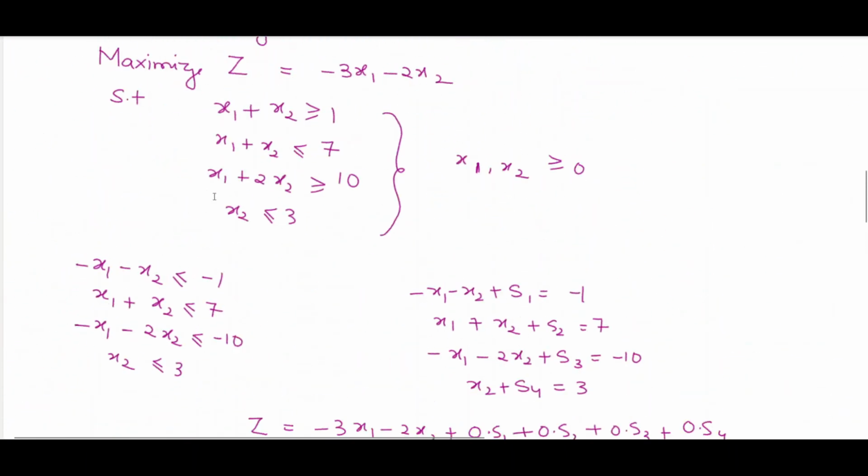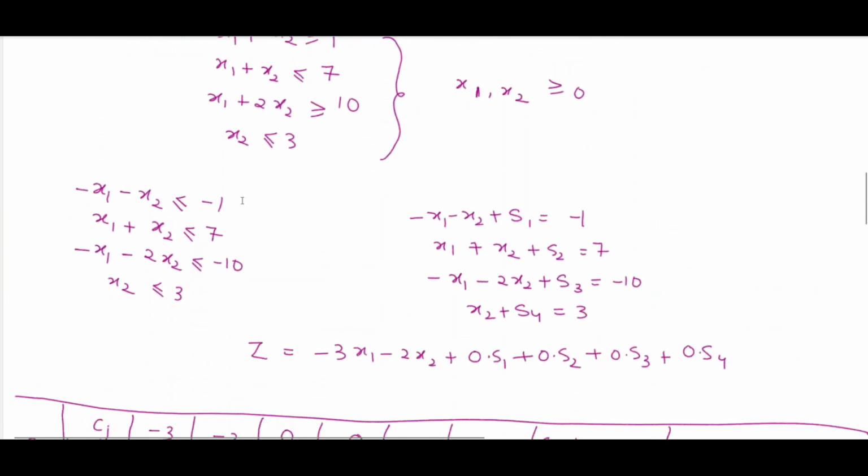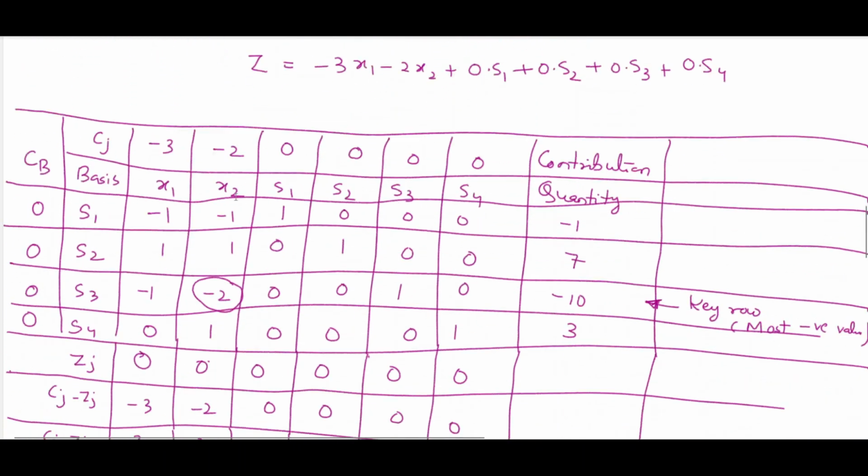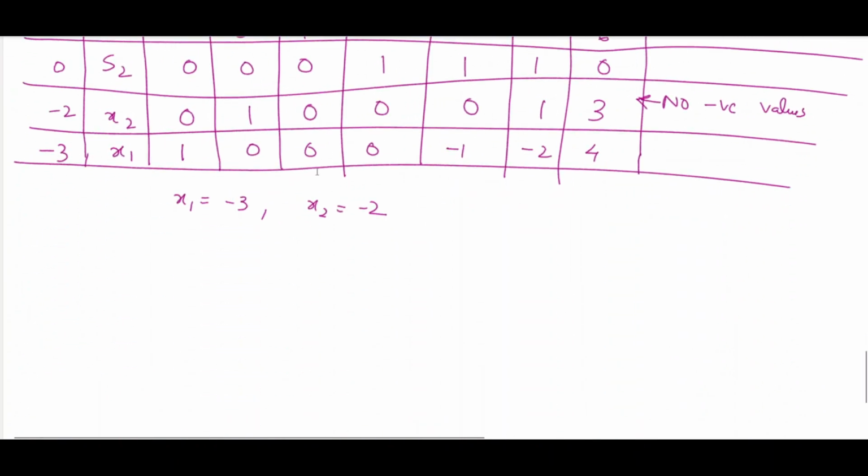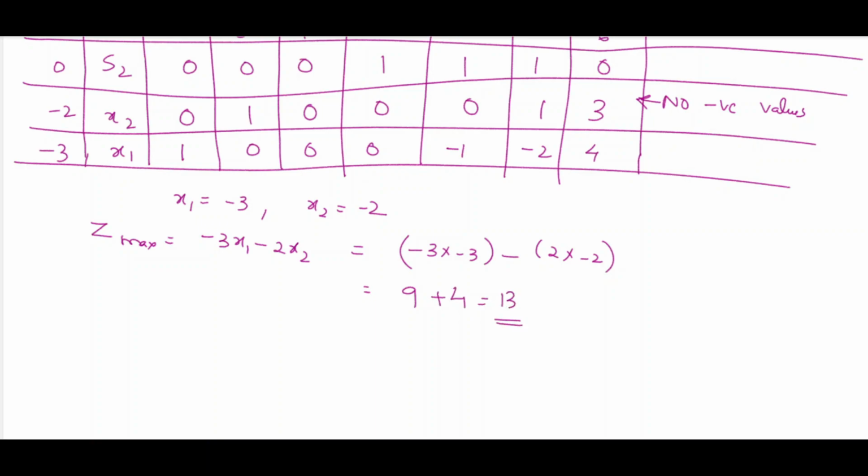If you put it in your main equation, what was the question? Maximize z is equal to minus 3x1 minus 2x2. So finally your z max will be minus 3x1 minus 2x2. Now if you put the values, you will get minus 3 into minus 3 minus of 2 into minus 2. So what you will get, 9 plus 4, it is your 13. So this is the answer for Z max. So this is the way how you will solve the dual simplex problem.